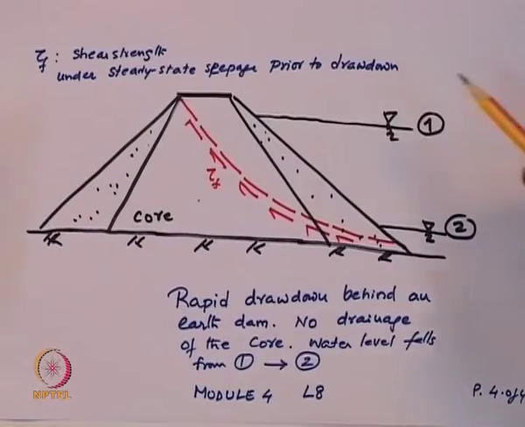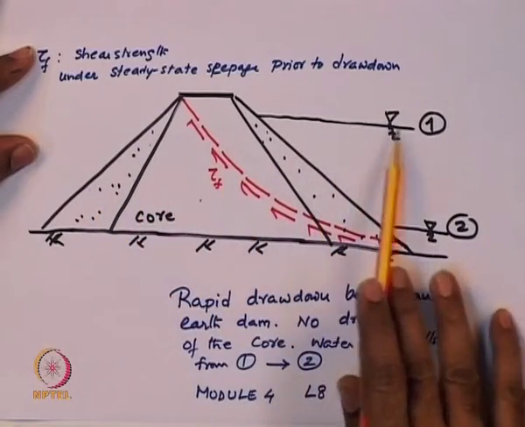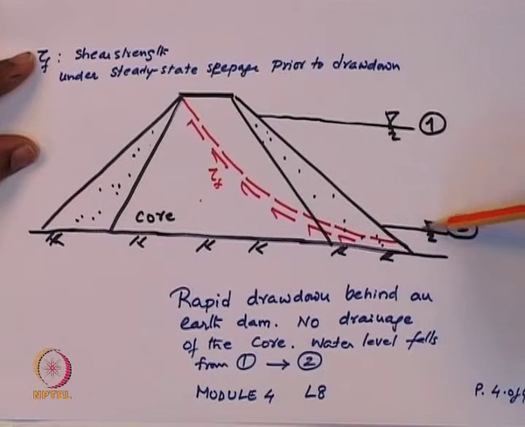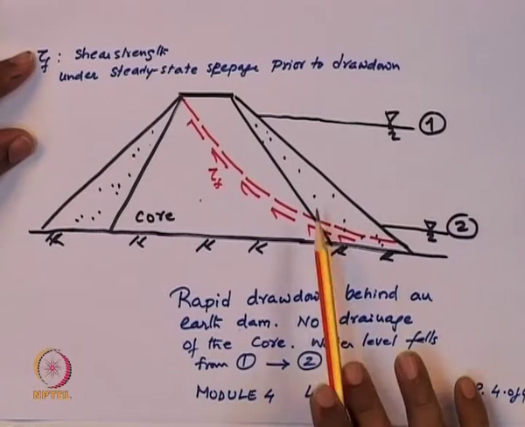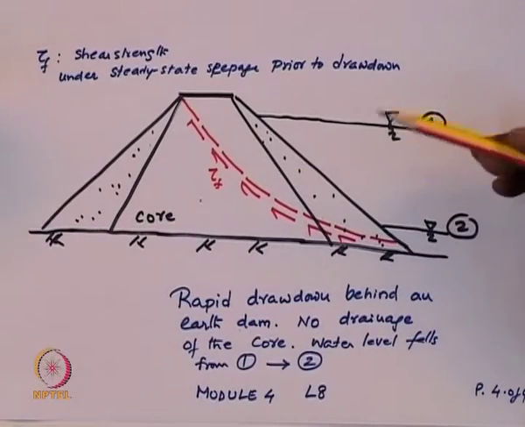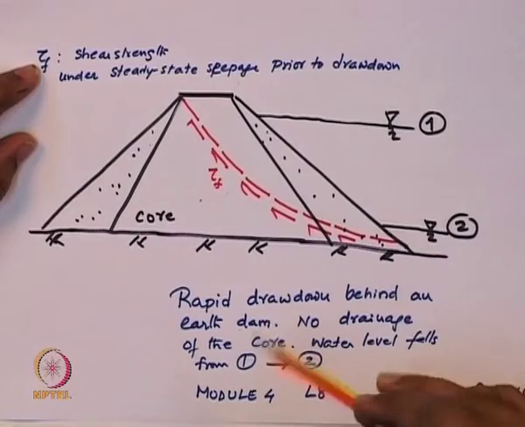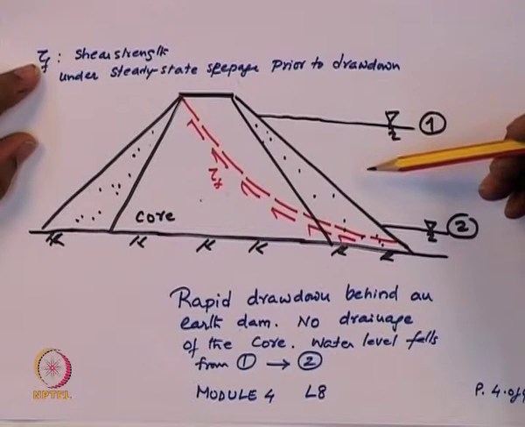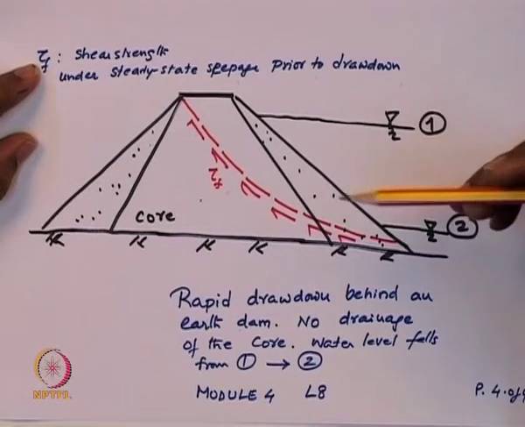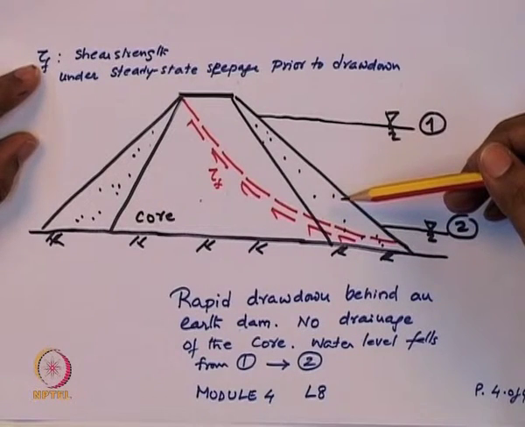And the other example is the earthen dam, where we have a core and the casing, and this is water level 1 and water level 2. Assume that the water level drops suddenly from 1 to 2. That is called the rapid drawdown case. Rapid drawdown occurs behind an earthen dam and there is no drainage of the core, though consolidation has already happened during steady state seepage conditions. The shear strength tau f is the strength under steady state seepage conditions prior to the drawdown, but the drawdown is so sudden that there is no drainage during that period. So in such situations the shearing happens under undrained conditions. This is an example for consolidated undrained triaxial test parameters.